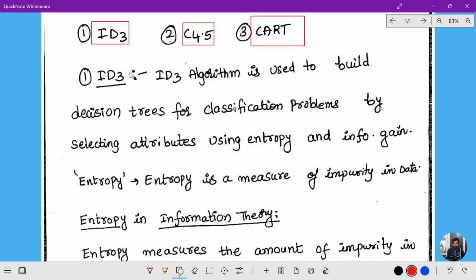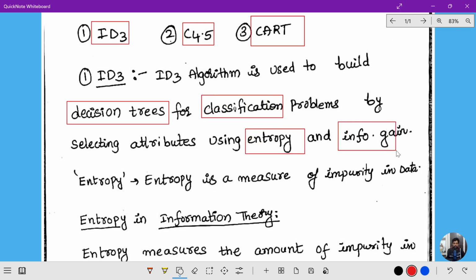So what is the meaning of ID3? The ID3 algorithm is used to build a decision tree for classification problems by selecting the attributes using entropy and information gain. Okay, so what is the purpose of ID3? ID3 is to build a decision tree. So the main purpose is we are going to build the decision tree for classification problems, by selecting the attributes using entropy and information gain. So we'll discuss what entropy and information gain are. Okay, so we'll see the examples related to ID3.